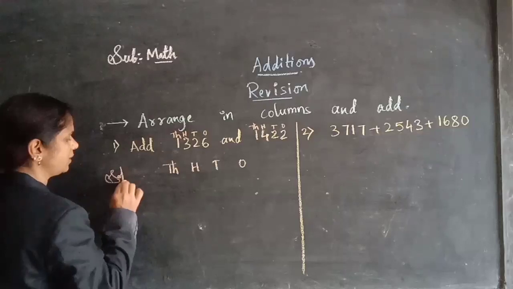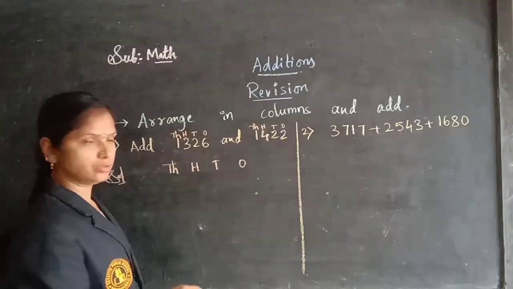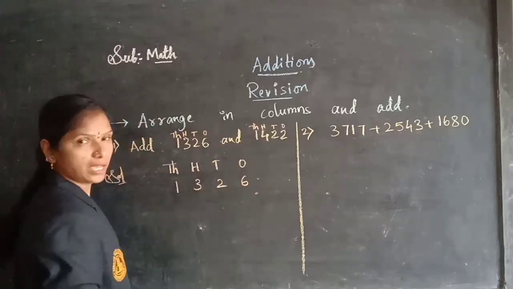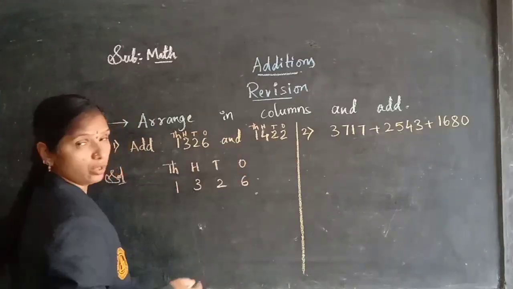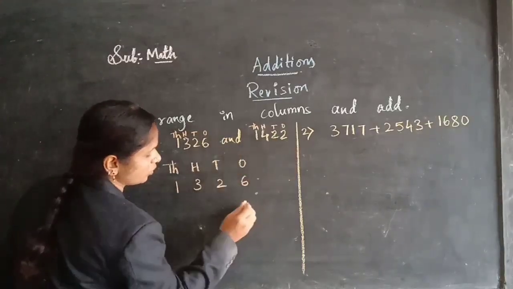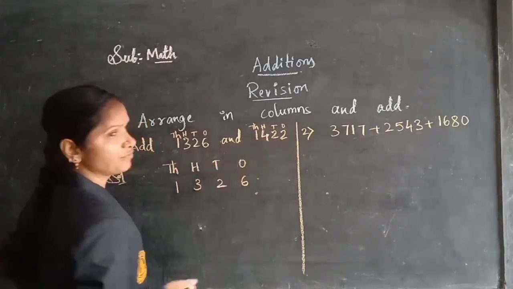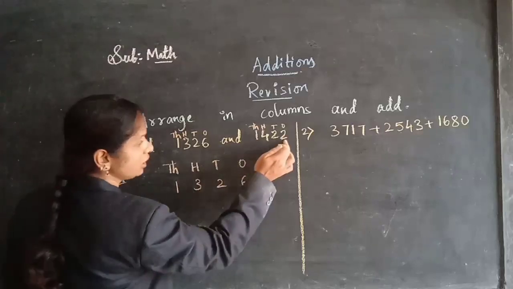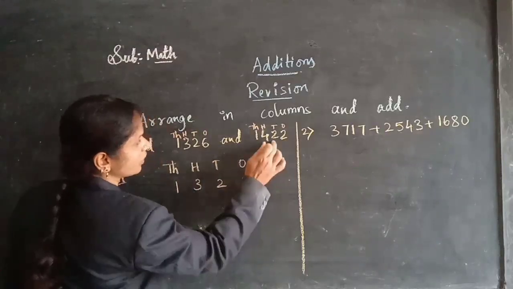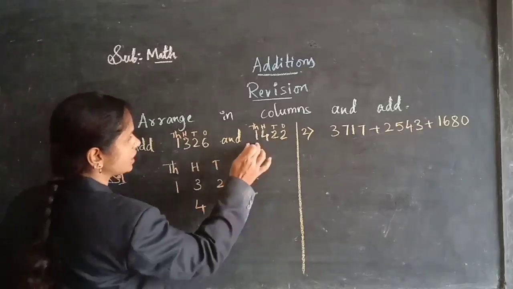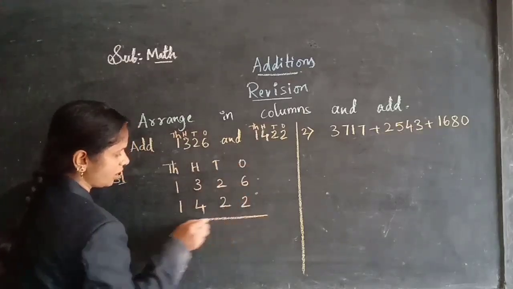Now after writing the places here, first number here you see 1326 and second number I am writing from the ones place here. So every time from second number you need to write the digits from the ones place. It is better, children. So ones digit is 2 and tens digit is 2, hundreds digit is 4 and thousands digit is 1.